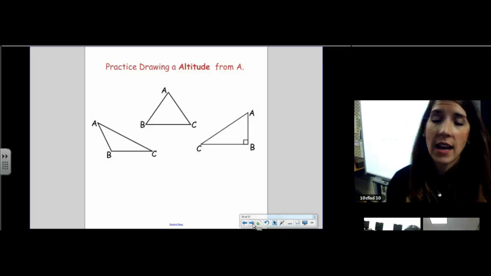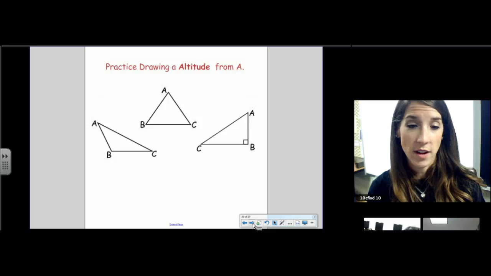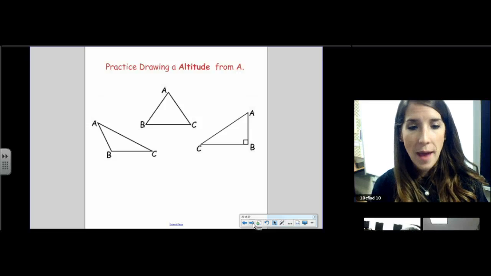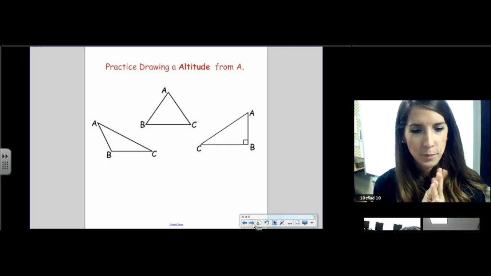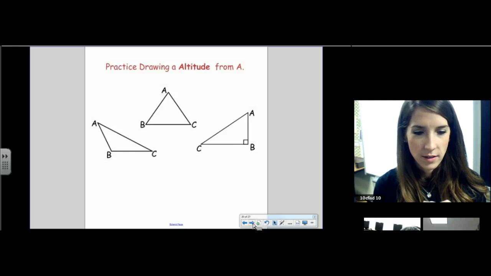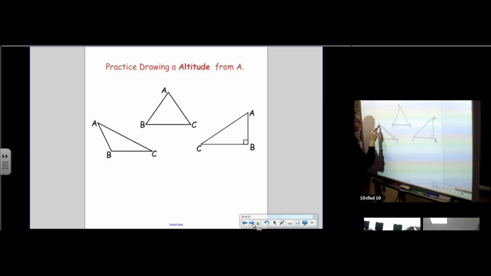So, practice drawing an altitude from angle A. So now you're going to figure out why the definition was worded the way it was worded. Try to draw an altitude from angle A for that obtuse triangle. Do it in your brain. Try to draw an altitude. What's happening when you try to draw an altitude? I'll try really hard. Am I hitting it at 90? No. Am I hitting it at 90? I can't do it. I can't hit BC at 90.